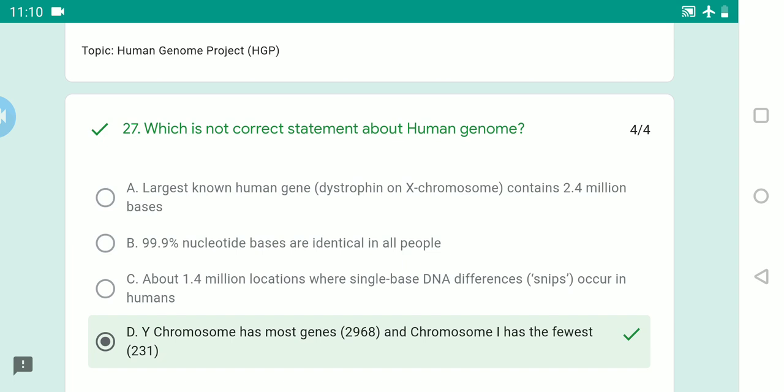Option D: Y chromosome has the most genes and chromosome 1 has the fewest. False. It is the incorrect statement because they have given it the other way around, vice versa. Actually the X chromosome has the most genes, that is 2968, whereas the Y chromosome has the fewest, that is 231. Here they have given the vice versa. So option D is the correct option with respect to the incorrect statement about the HGP.